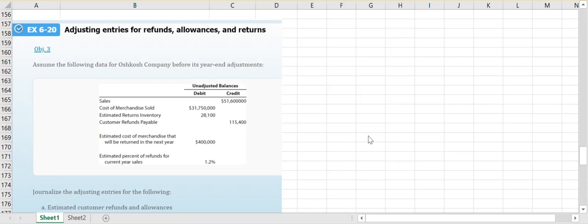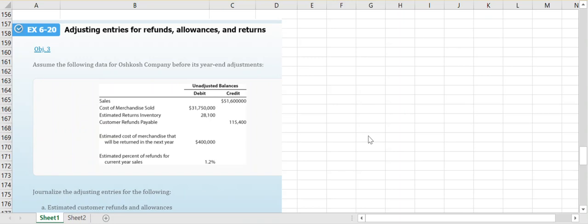In this example video, we'll be going over exercise 620, which is looking at how to put together the adjusting entries that are needed at the end of the period for a merchandising business to estimate the amount we're going to have to refund to our customers for returned merchandise and how much of that merchandise we're estimating that we're going to be having returned to us.